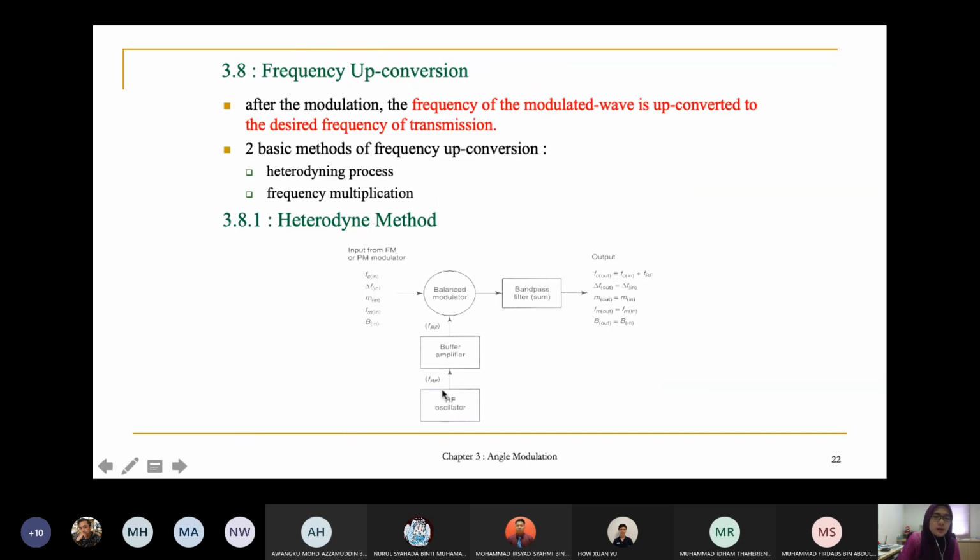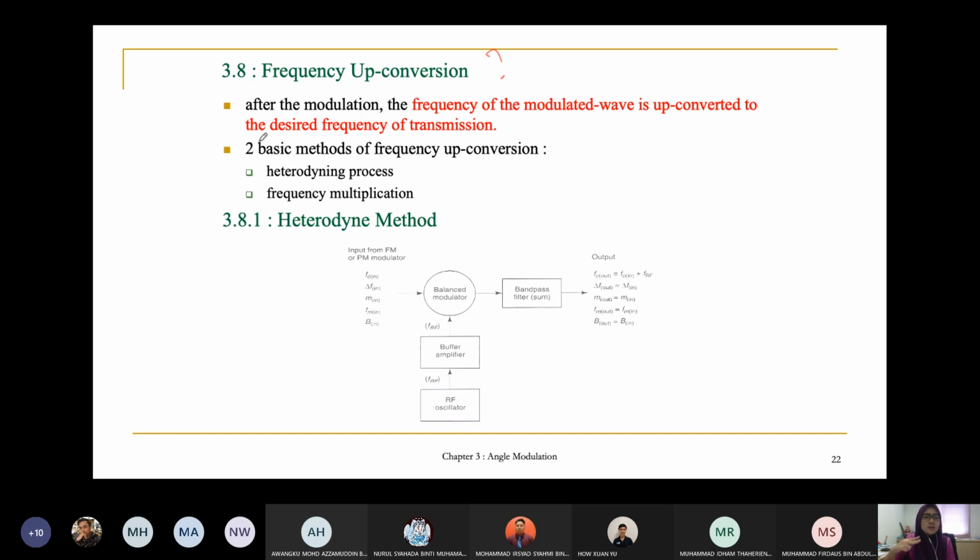Next is frequency up conversion. This is one of the important subchapters in chapter 3 part 2. So what is frequency conversion? It is stated here that after the modulation process, the frequency of the modulated wave will be up converted, where the frequency will be increased to a desired frequency of transmission.